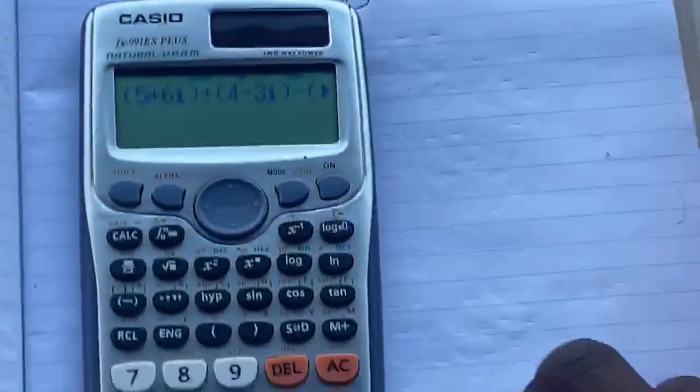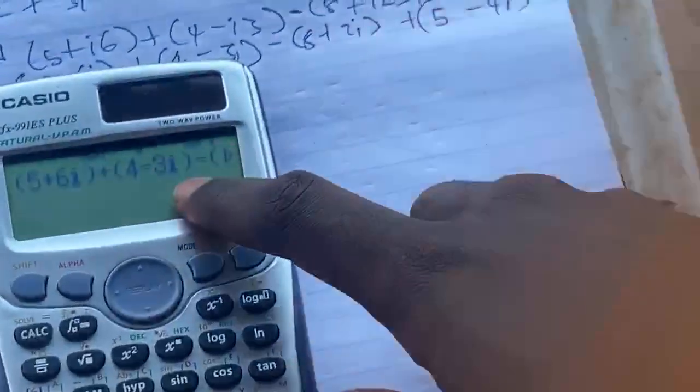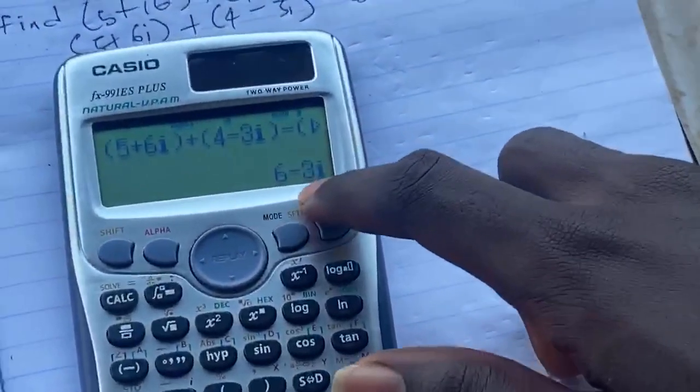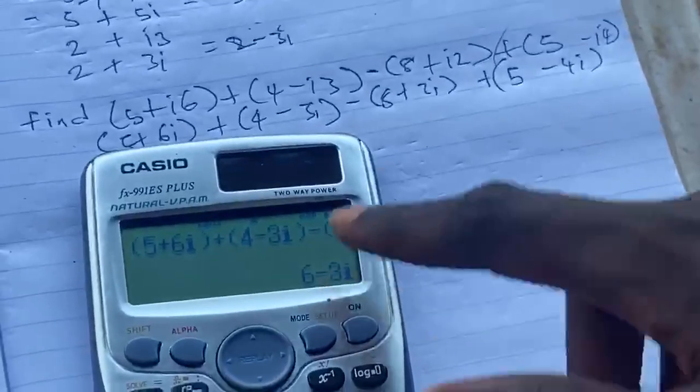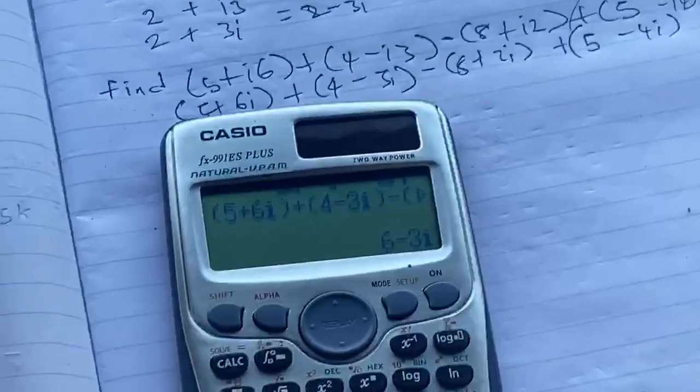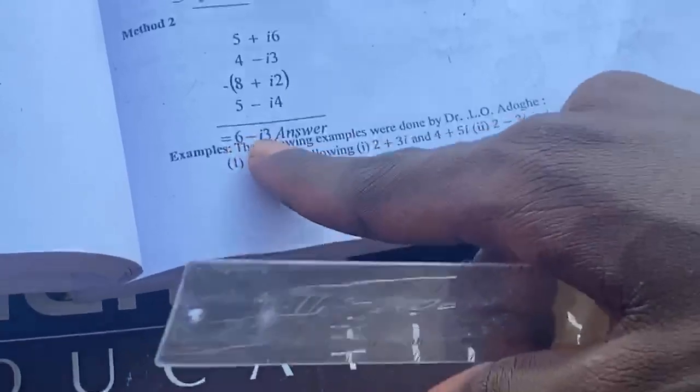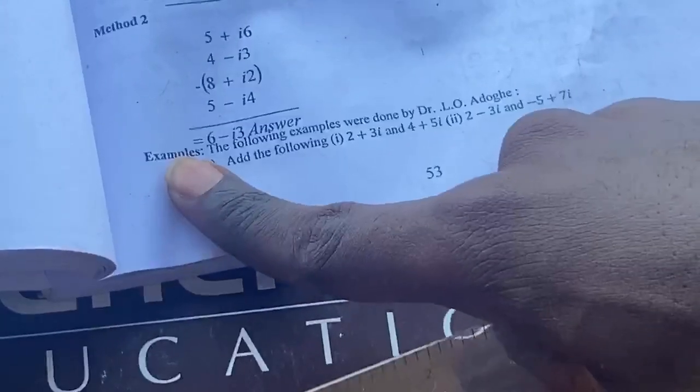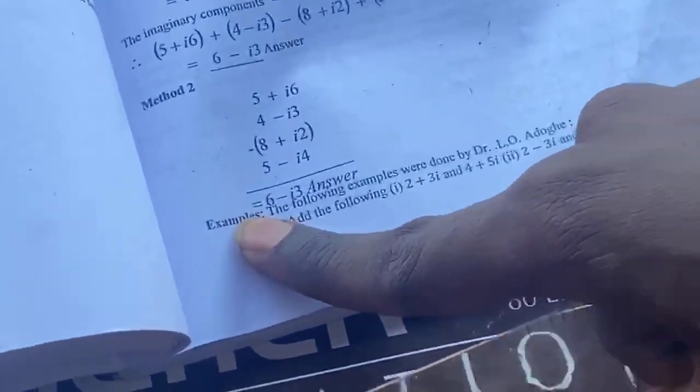When you click equal to, you get 6 minus 3i. So let's see from my university textbook if my answer is correct. You can see now the answer is 6 minus i3, which is the same thing as 6 minus 3i. So you can see that my answer is correct for my calculator. So let's see if we still have some examples here we can solve.